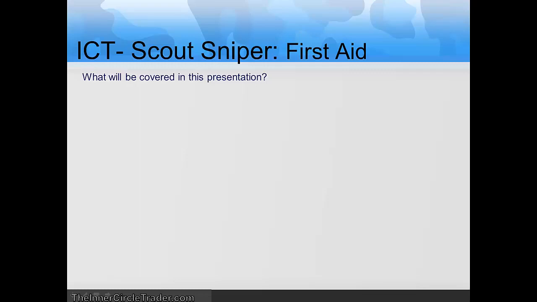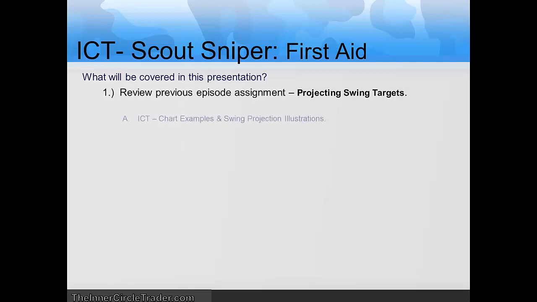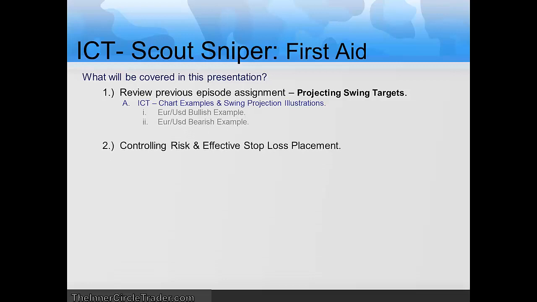In this episode, we're going to look at a review of the previous episode's assignment, projecting swing targets. And we're going to be looking at some examples and projections in illustrated form. We're going to be giving a Euro USD bullish example, a Euro USD bearish example, controlling risk, and effective stop loss placement.